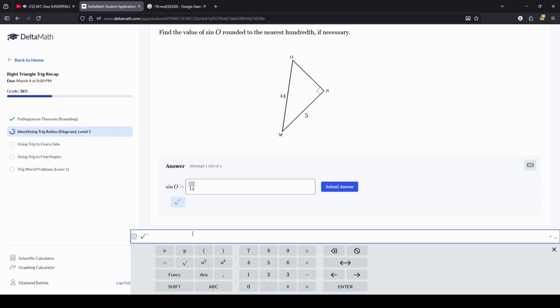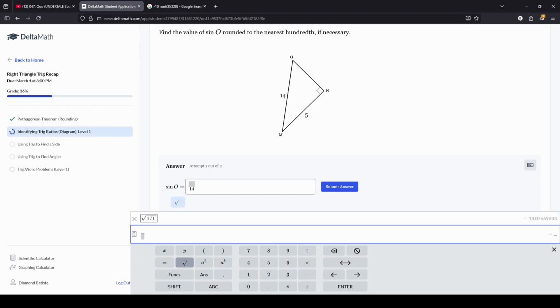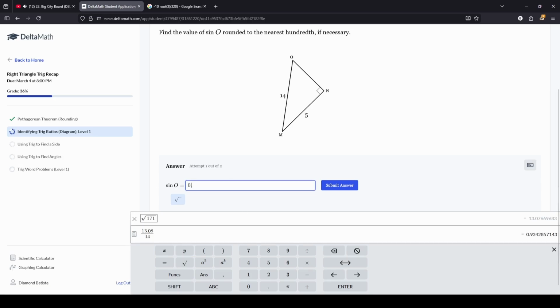Whatever, let's just do this again. God, I don't remember. Okay. 196 minus 25. And then that gets us 171. So then we want to put this here. 171. Right, which gets us 13. Okay. And for this, we want to do nearest hundred, so 13.07. 8. 14. Which gets us 0.93.